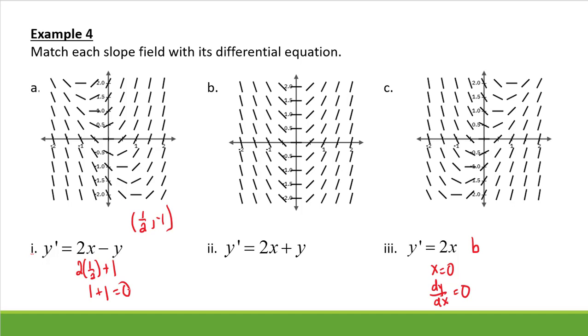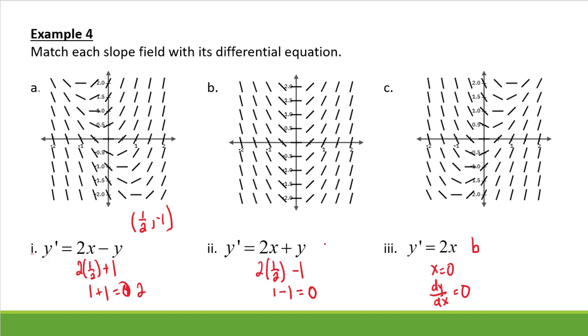If I plugged in 1/2 and 2. So if I plug in 1/2, so 2 times 1/2 minus 1, that gets me a 1 minus a 1, that's a 0. So this looks like this goes with A. And then let's just double check.